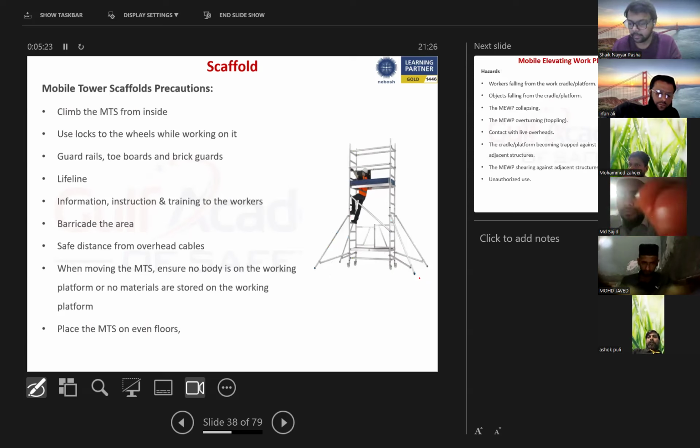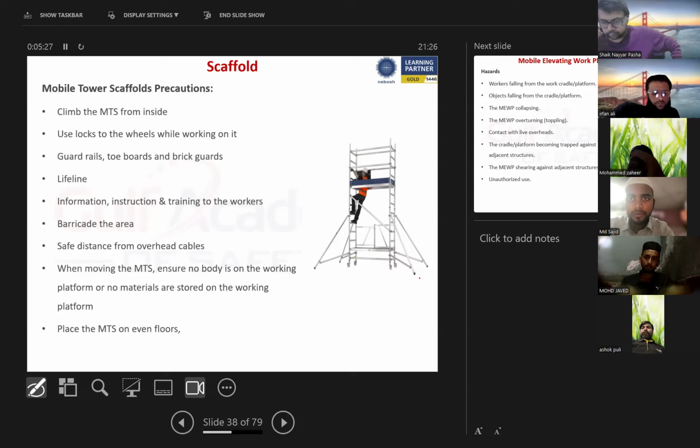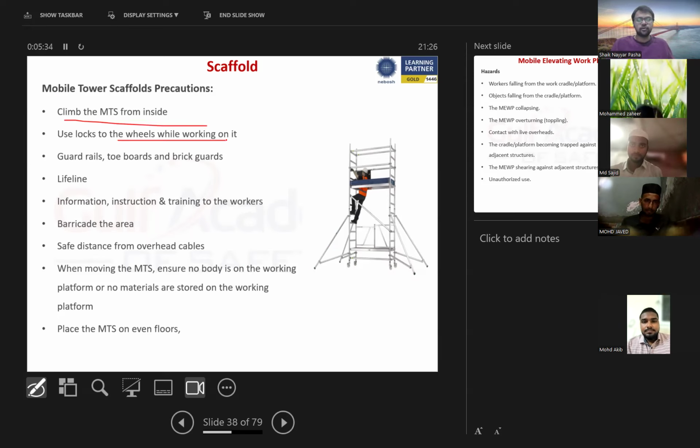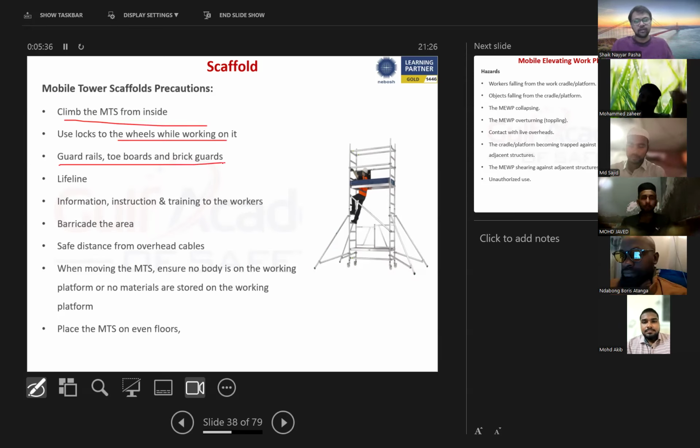Yes, sir. Right. Climb from the inside, not from outside. Use wheels to lock when working. Use guardrails, brick guards to prevent falling materials. Use lifeline. Provide information, instruction, and training to all the workers.